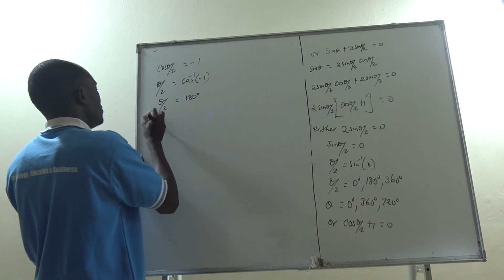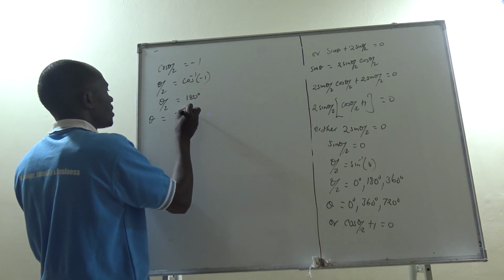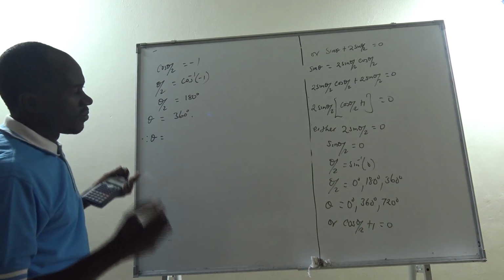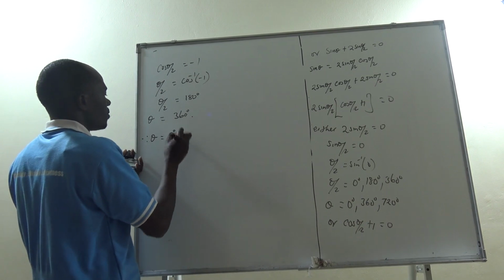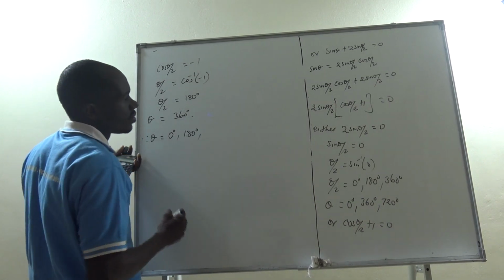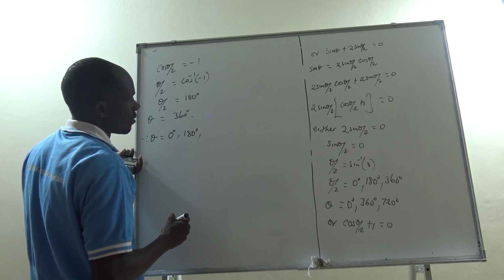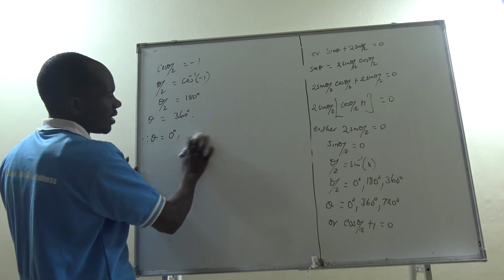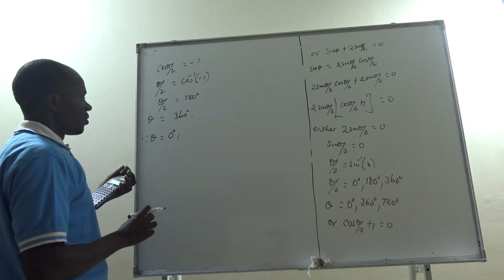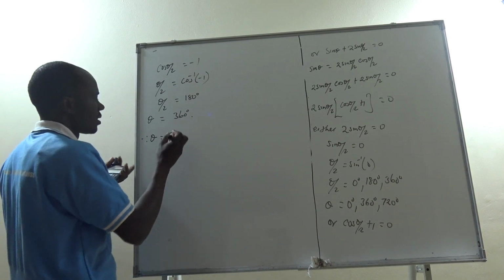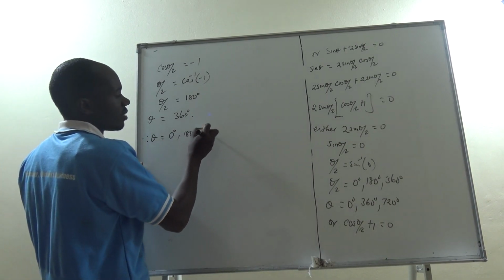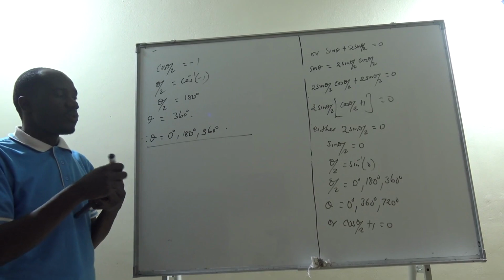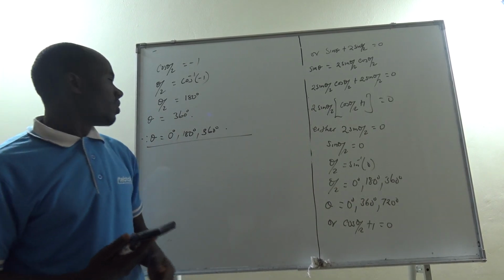When I try to multiply, it may go beyond what theta is allowed, which is 360 degrees. So can we conclude? Therefore, theta equals, arranged from the smallest, 0 degrees, 120 degrees, 180 degrees, 240 degrees, 360 degrees. They are the angles which are in that range. So that's how we can try to solve such kind of equation.